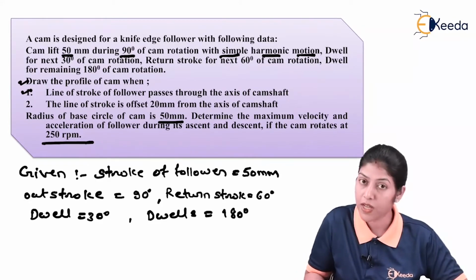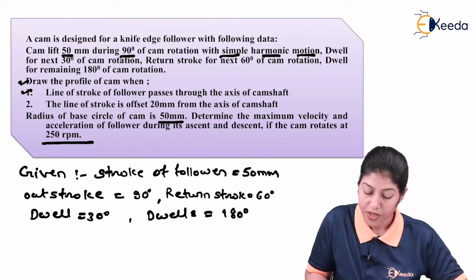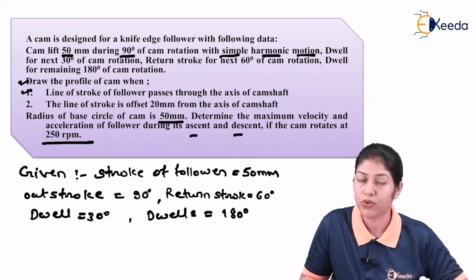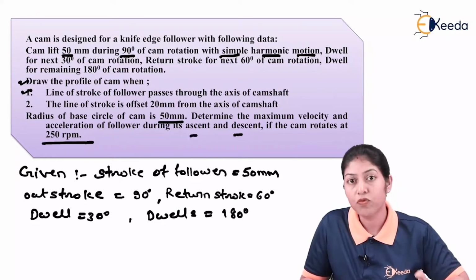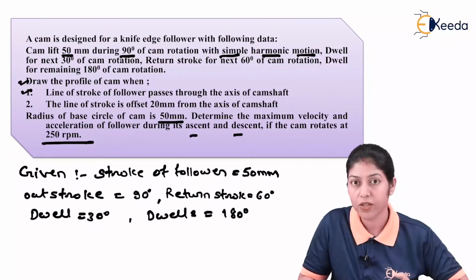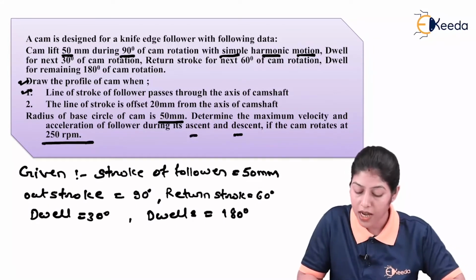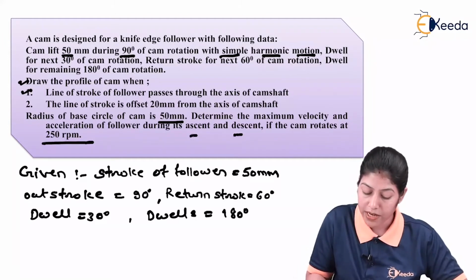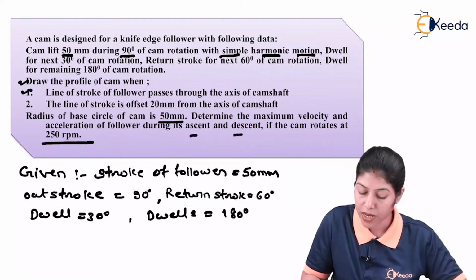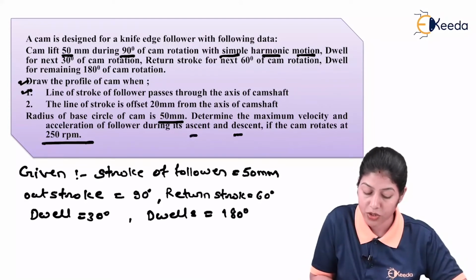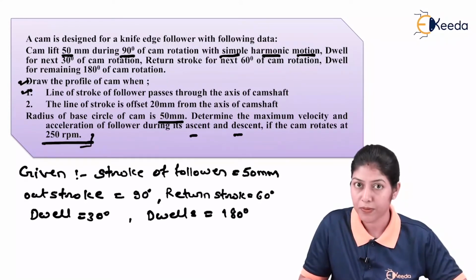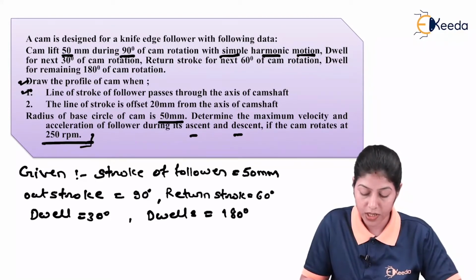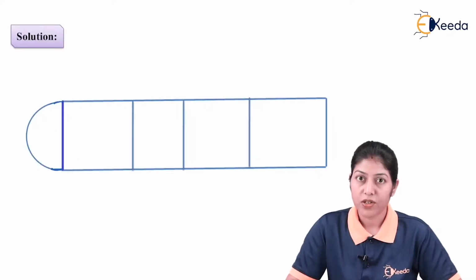So the speed of the cam is also given 250 rpm, and during the outstroke and return stroke, this ascent and descent is representing the outstroke and return stroke when the follower is moving upward and downward. Ascent is representing when the follower is moving in upward direction, and descent is representing when the follower is moving in downward direction. So in that both the condition, we have to determine the maximum velocity and acceleration when the cam is rotating with 250 rpm speed. So this is our numerical, and we have to solve this numerical. So let's start the solution.